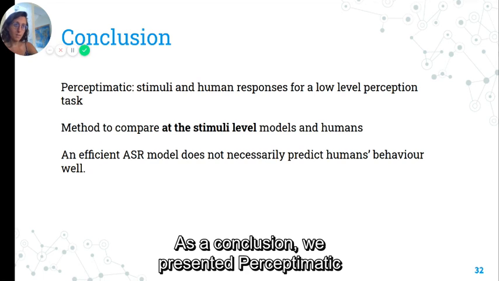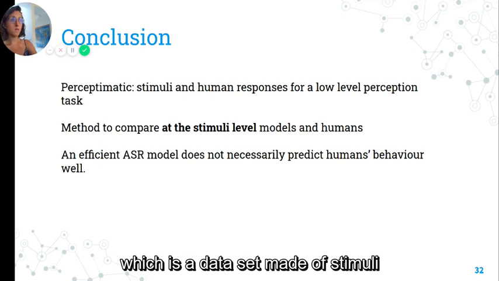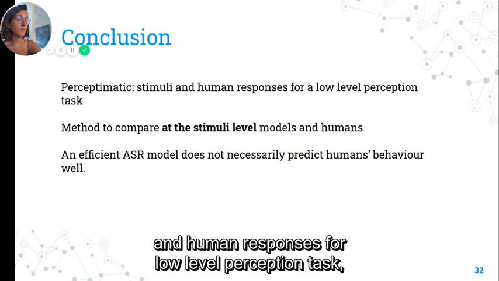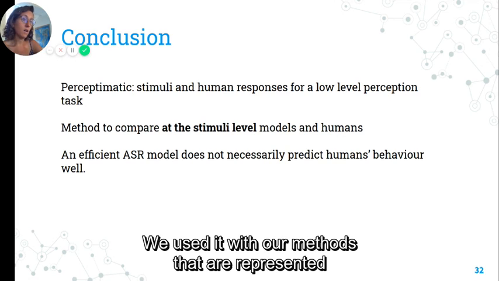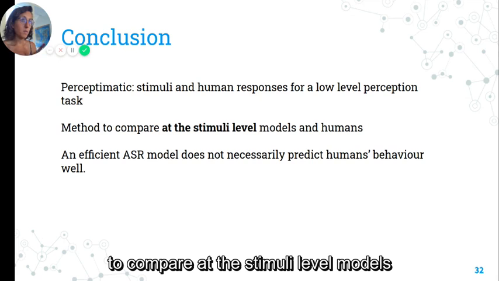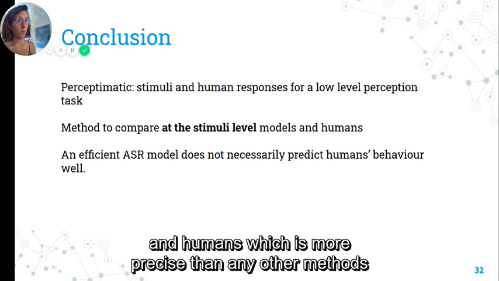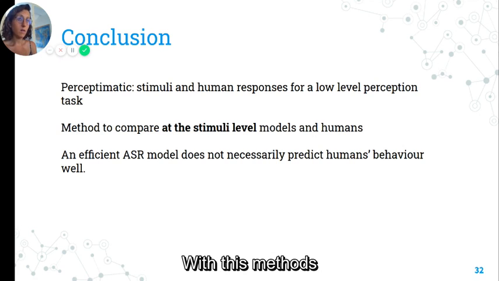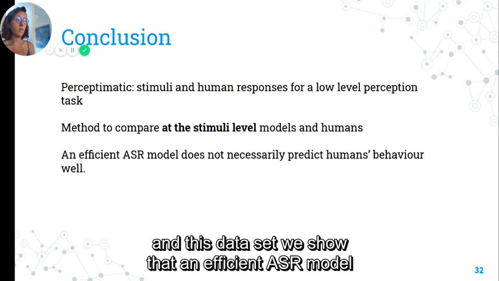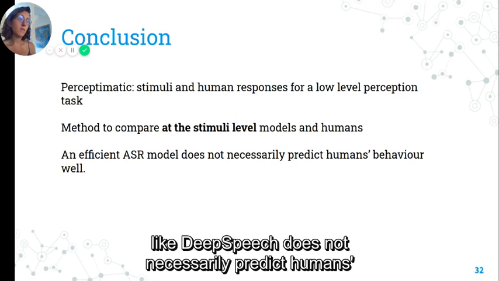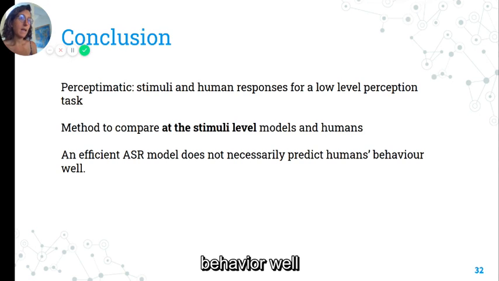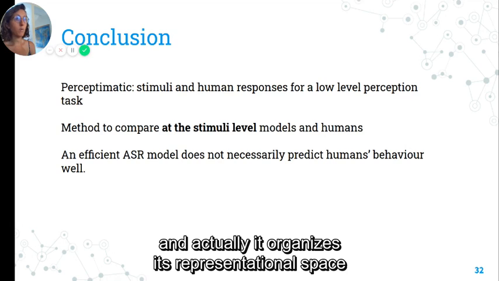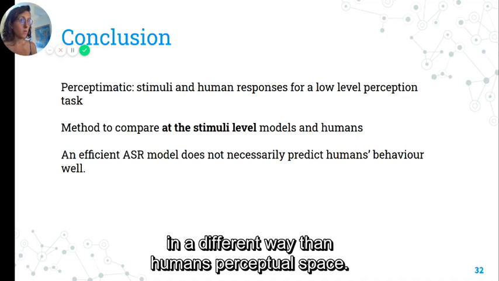Okay, so as a conclusion, we presented Perceptimatic, which is a dataset made of stimuli and human responses for a low-level perception task, an ABX task. We used it with the methods that we presented to compare models and humans at the stimuli level, which is more precise than any other methods that have been developed earlier. With this method and this dataset, we showed that an efficient ASR model like DeepSpeech does not necessarily predict humans' behavior well. And actually, it organizes its representational space in a different way than humans' perceptual space.